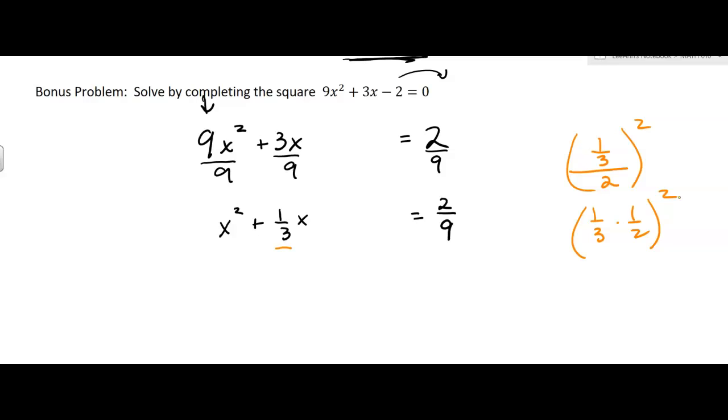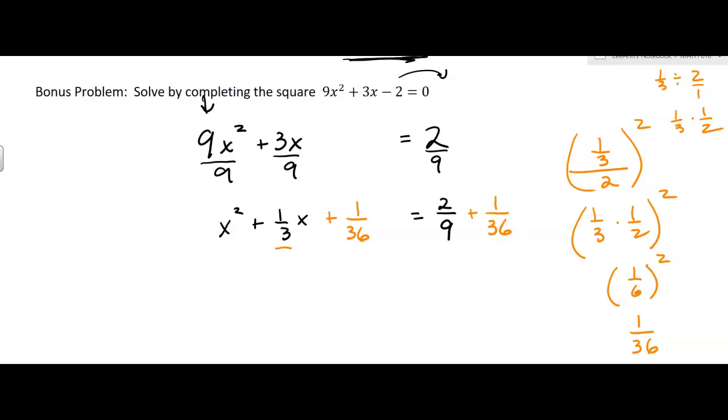Okay, so you can think about it being like 1/3 divided by 2, and then you multiply by the reciprocal, you know, that type of thing. Anyway, I get 1 over 6 squared, which is going to be 1 over 36. That's my magic number. So I'm going to add that to both sides. Plus 1 over 36, plus 1 over 36.